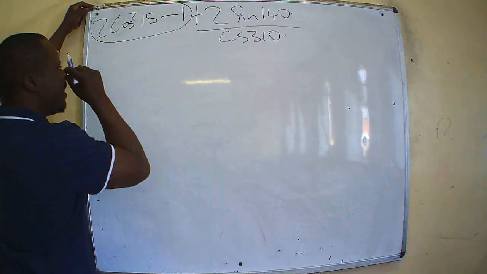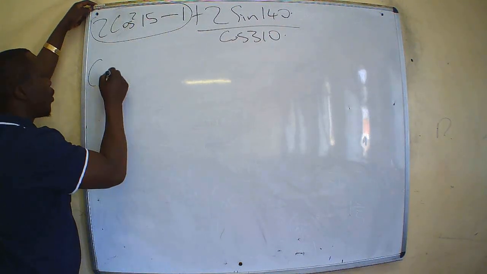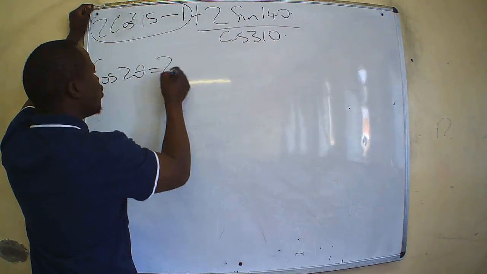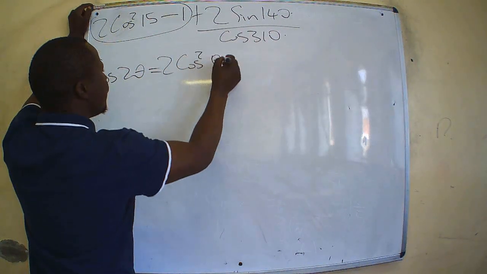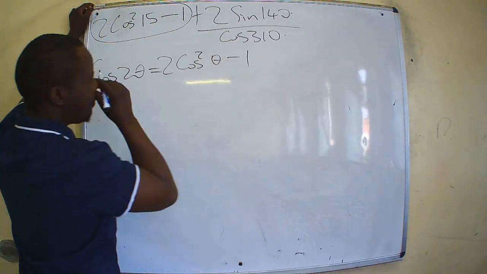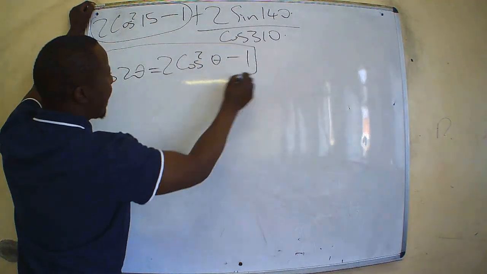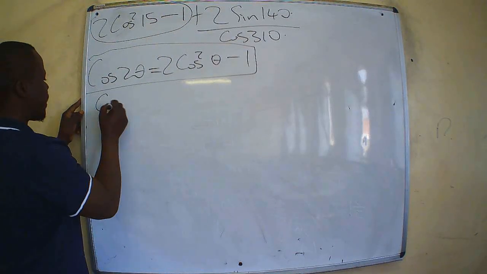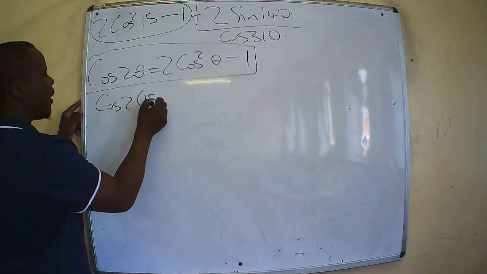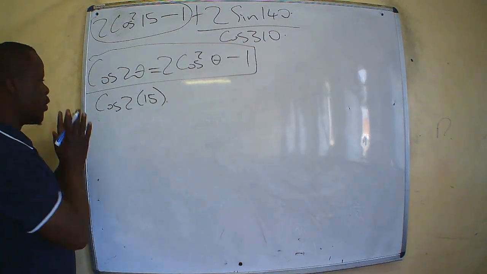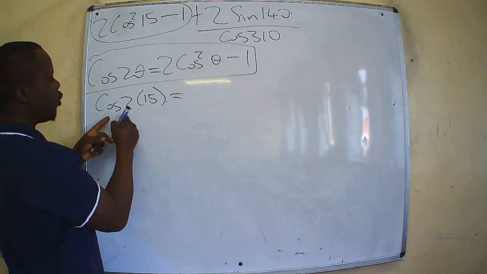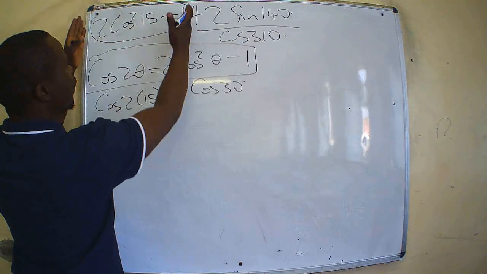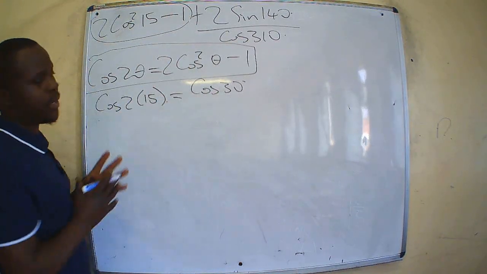So in this case, we have the first part here. As you can see, there's an identity which says cosine 2 theta equals 2 cosine squared theta minus 1. So using this identity, we can reduce this to cosine 2 theta. Our theta is 15. So basically this means that 2 times 15 is going to give us cosine 30. So this part becomes cosine 30.